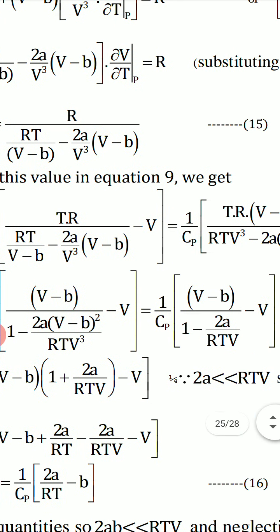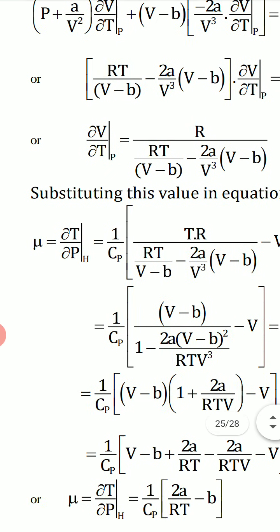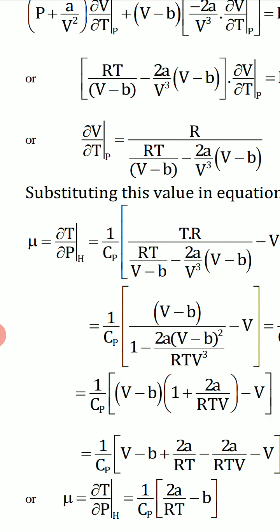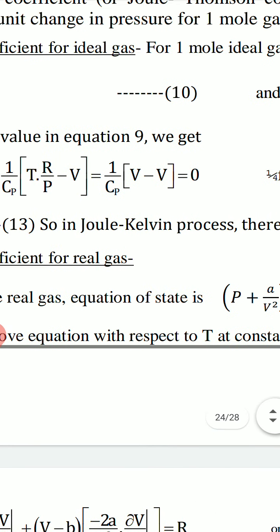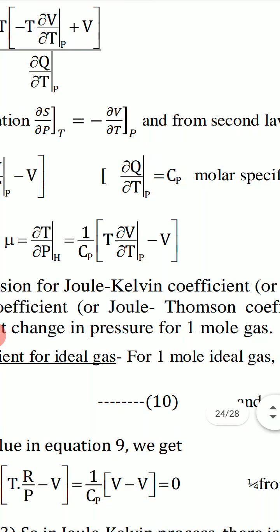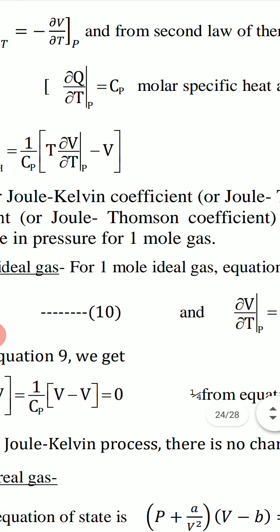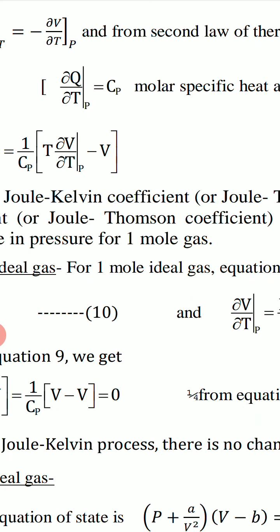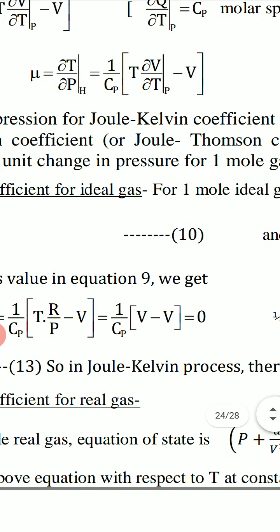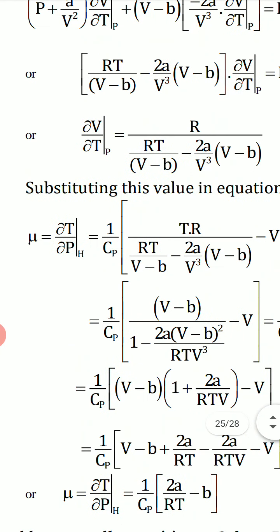Substituting this value in equation 9, we get the expression for the Joule Kelvin coefficient mu equal to delta T upon delta P at constant H. Delta T upon delta P at constant H is 1 upon Cp into T delta V upon delta T at constant P minus V, and here put the value of delta V upon delta T at constant P. Then we get this relation.